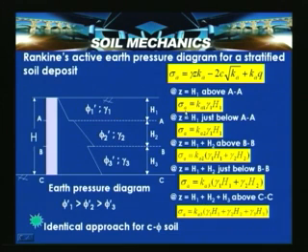So here sigma A is equal to Ka1 gamma 1 H1. Observe that the coefficient of earth pressure Ka1 is obtained from the friction angle phi 1. So Ka1 is equal to 1 minus sin phi 1 by 1 plus sin phi 1. Gamma 1 is the unit weight of the soil in the H1 region.